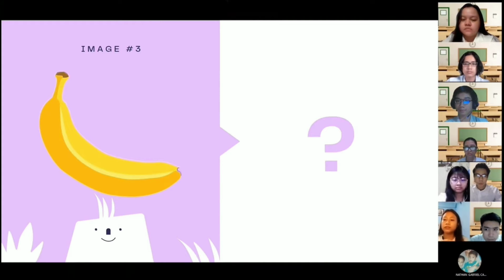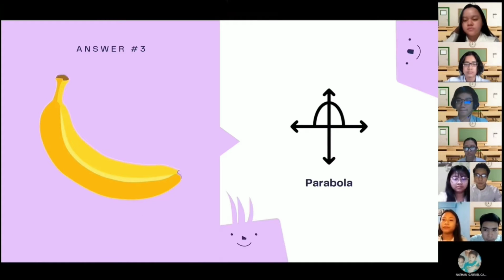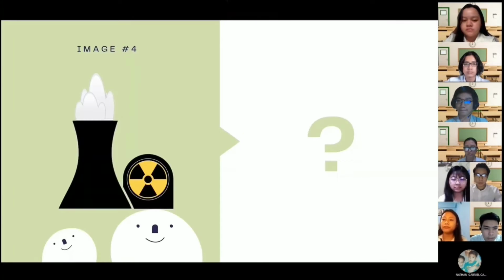Yes, Irish. Sir, I think that the curved part of a banana is called a parabola. Lastly, can you guys identify the shape of this image? Yes, Joel. That is an example of a hyperbola, sir.